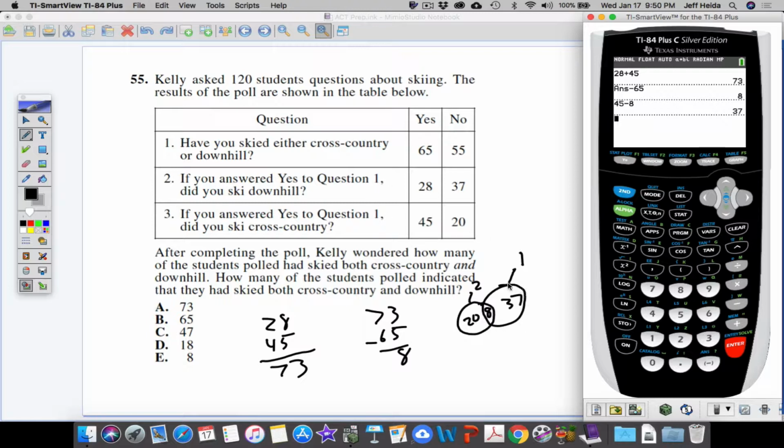So inside this circle, there are 28 downhill skiers. Inside this circle, there are 45, and that should be 37, sorry. There are 45 cross-country skiers. There are 8 kids that got counted twice. And if you got counted twice, you need to subtract that out. So the answer here is 8, and this is set theory in Venn diagrams, and we can talk more about the different ways that a question like this can be asked and the types of information you can derive from the question.